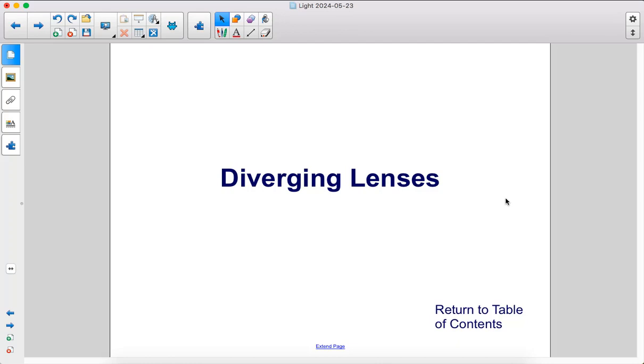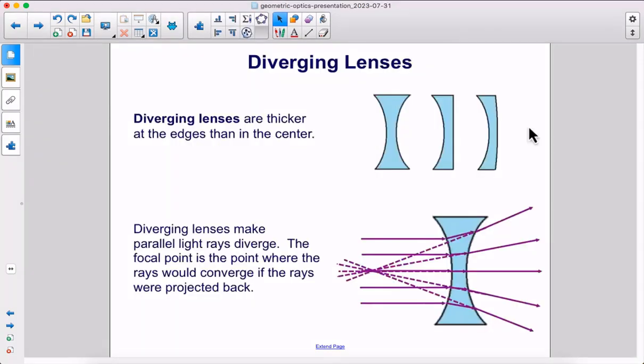Diverging lenses. Diverging lenses are thicker at the edges than in the center. Diverging lenses make parallel light rays diverge. The focal point is the point where the rays would converge if the rays were projected backwards.